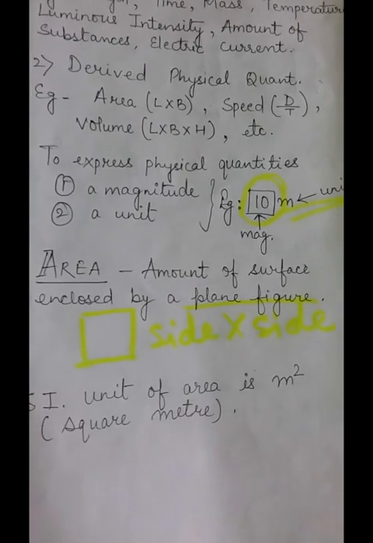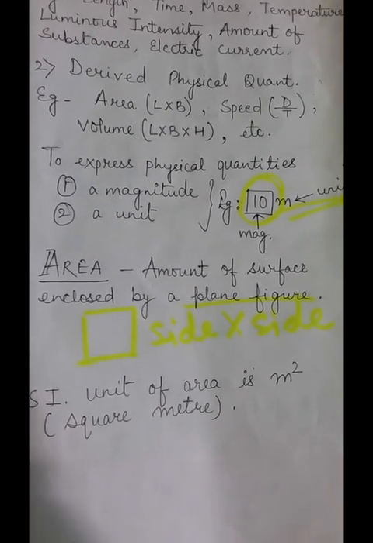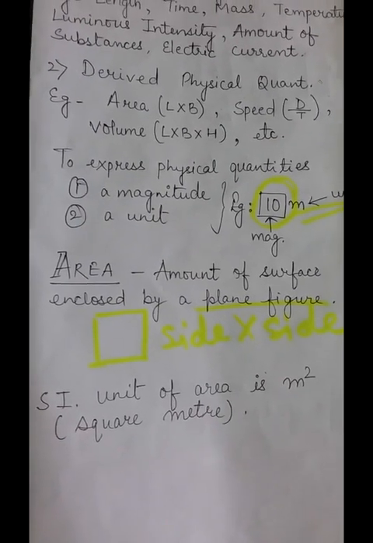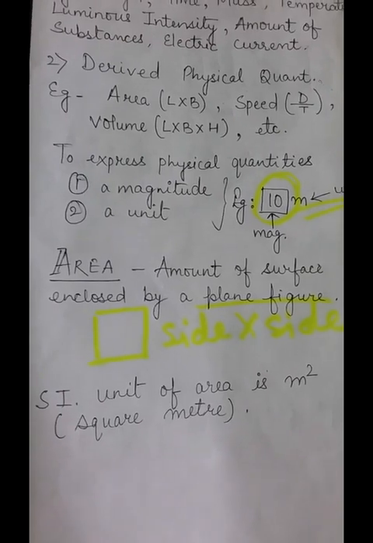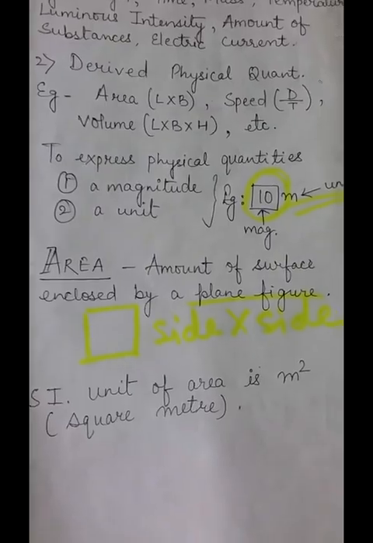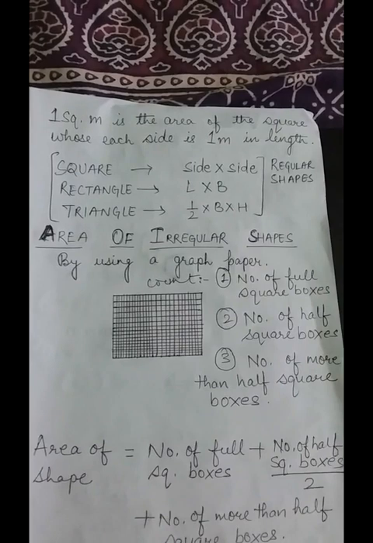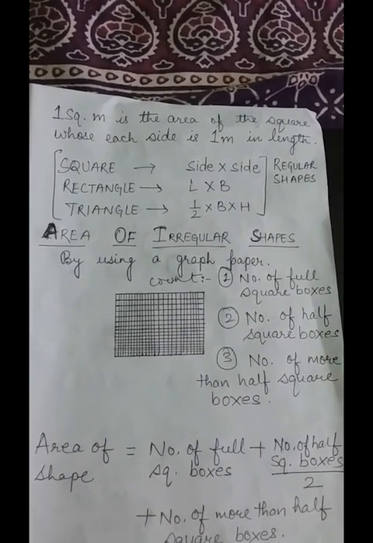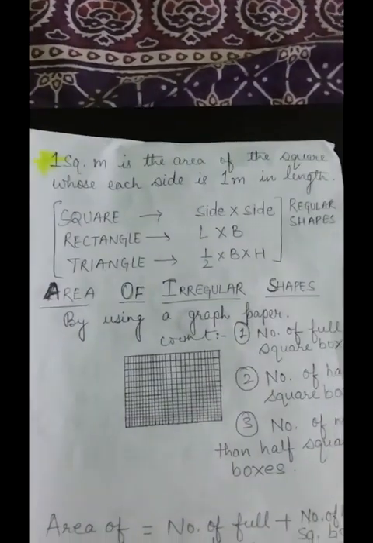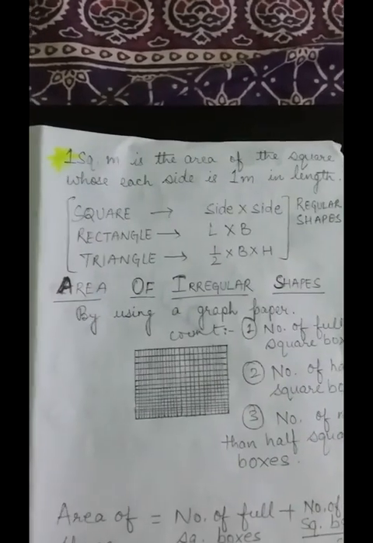So area is the amount of surface enclosed by a plane figure. A plane figure is anything which can be drawn on a piece of paper. It is basically a two-dimensional figure. And the SI unit of area is meter square, or you can say square meter. So 1 square meter is defined as the area of the square whose each side is 1 meter in length. Note this one, important. What do you mean by 1 square meter? It is the area of the square whose each side is 1 meter in length.